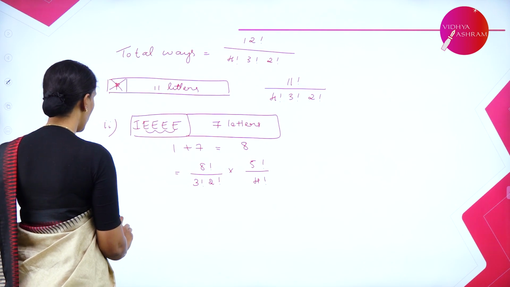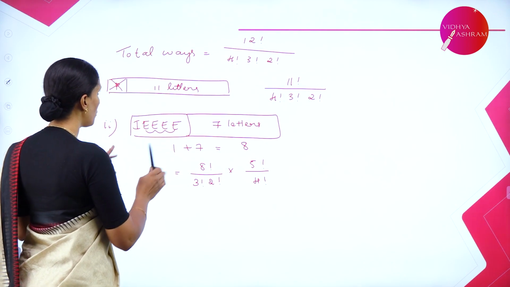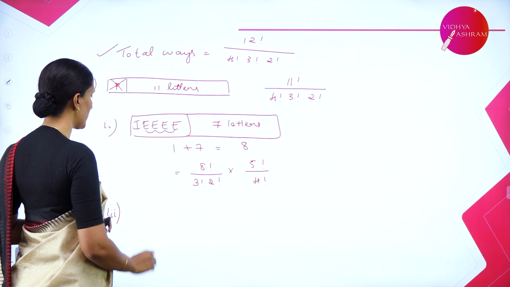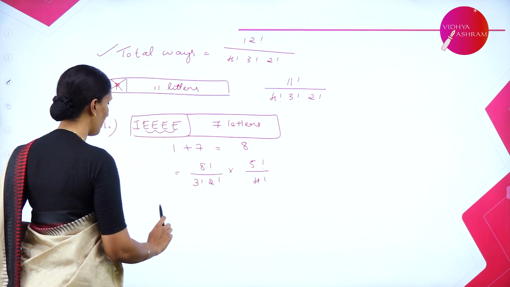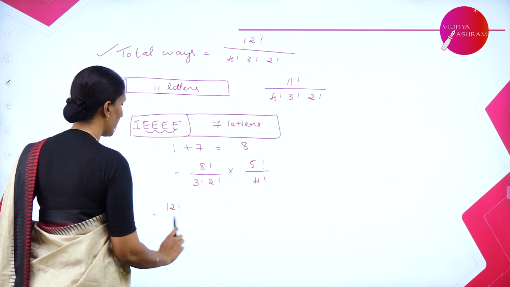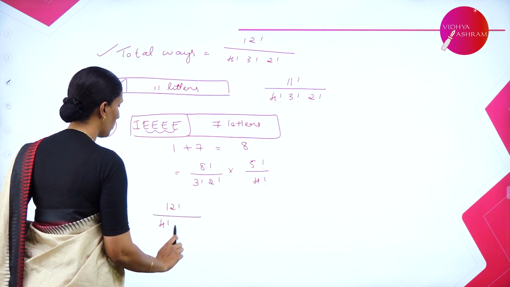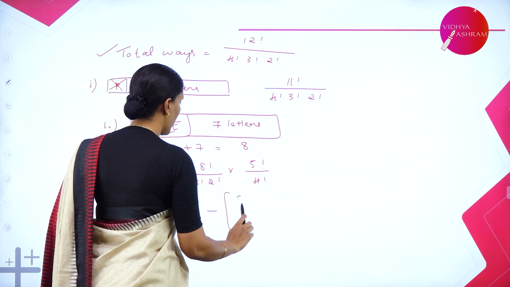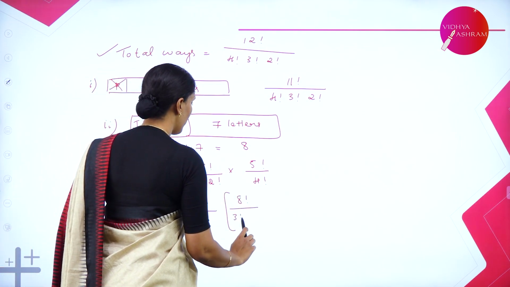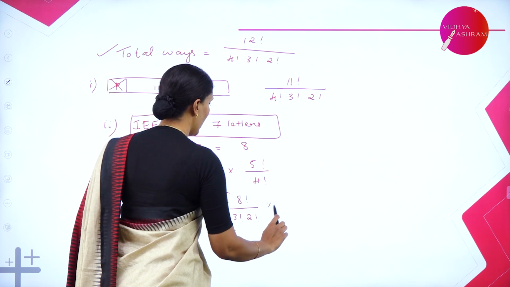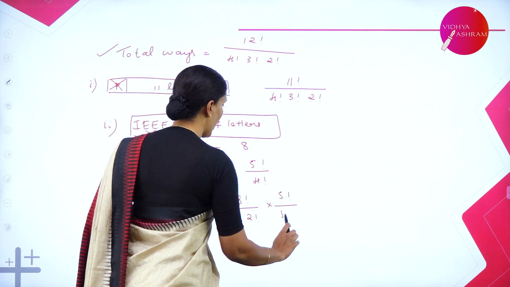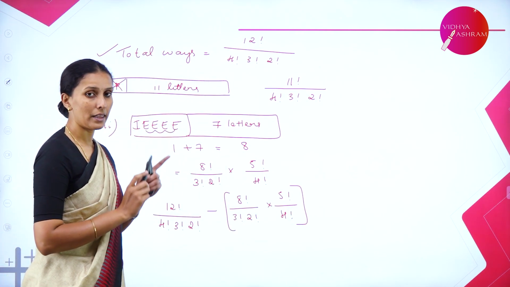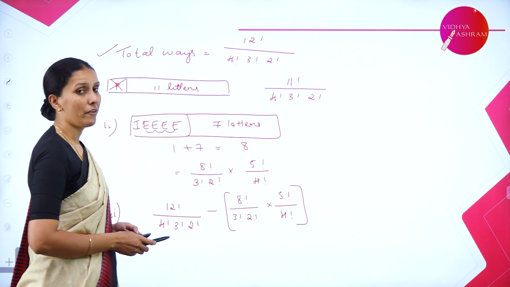So if we want the vowels not to come together, then we need to subtract from the total number of ways. So therefore, the answer for this will be 12 factorial divided by 4 factorial, 3 factorial, 2 factorial, minus 8 factorial by 3 factorial, 2 factorial into 5 factorial divided by 4 factorial. So evaluating this, we'll get the number of ways for the required result.